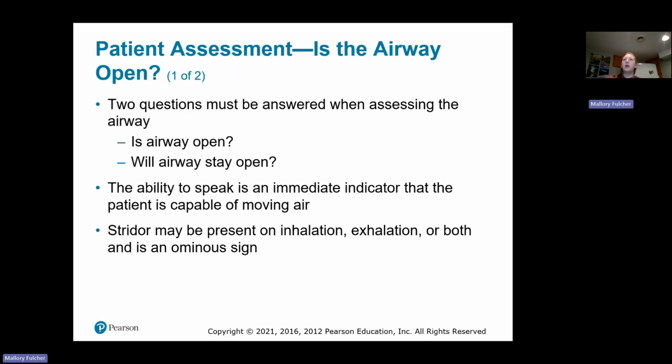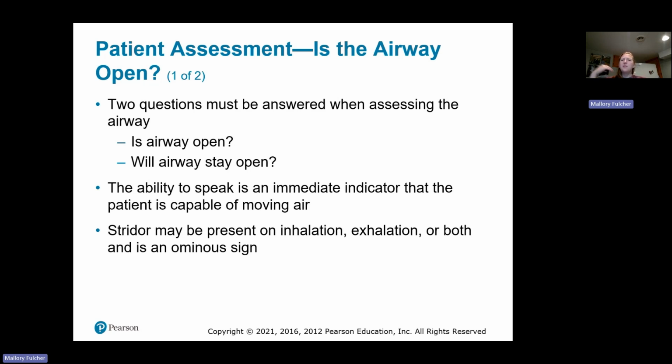So when we're looking at the airway, is it open? Will it stay open? If the patient's able to speak, that's an immediate indicator that the airway is open, right? If they're able to speak, they're moving air. Now, how they speak can indicate whether or not that airway will stay open. If you've got a patient that's speaking one word in between every breath, or only a couple words in between every breath, that's indicative that they do in fact have a breathing issue happening, and the likelihood of that airway closing is there, right?